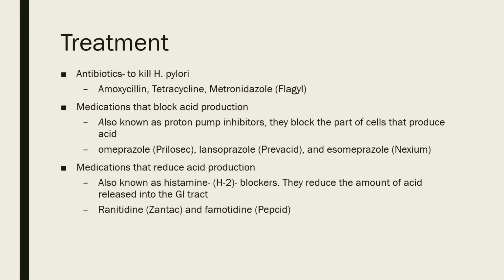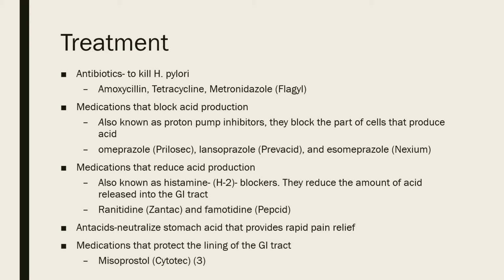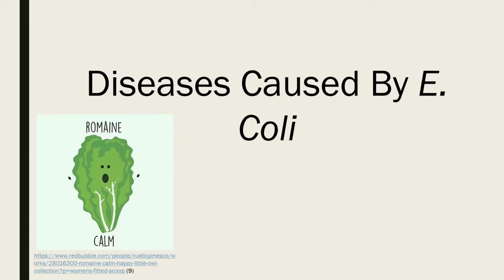Medications can also be given that reduce acid production, and these medications are also known as histamine H2 blockers. And these medications are mainly responsible to reduce the amount of acid release into the GI tract. Some examples of this would be Zantac or Pepcid. Patients can also go and take over-the-counter antacids, which can neutralize stomach acid and provide rapid pain relief. And lastly, medications can be given that protect the lining of the GI tract. An example of this would be Cytotec.